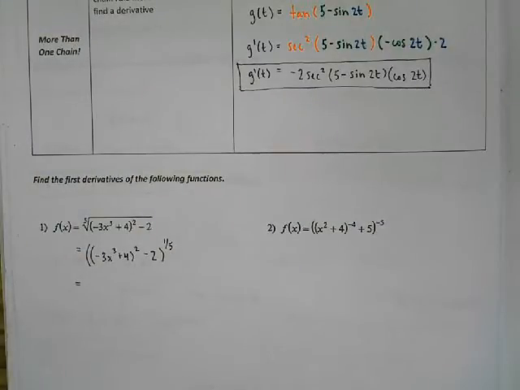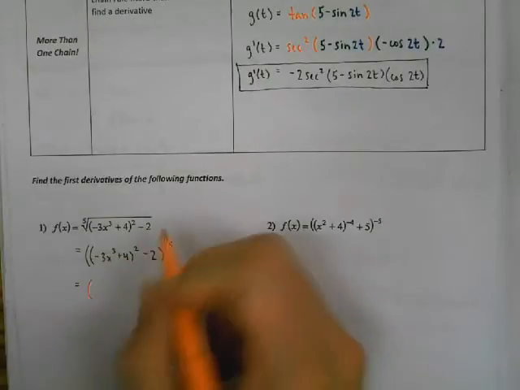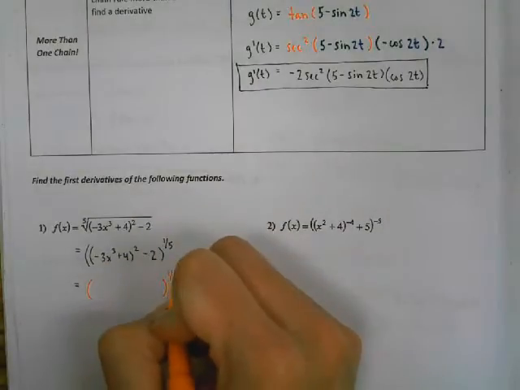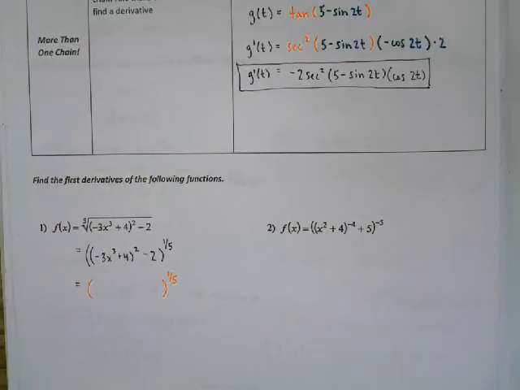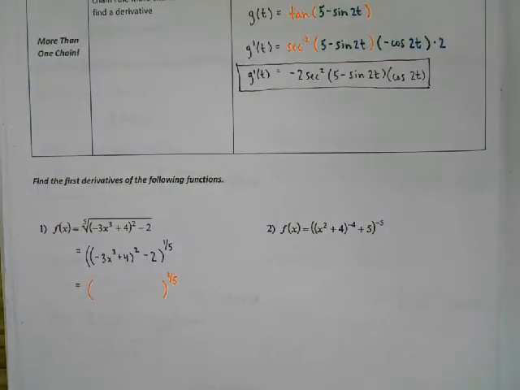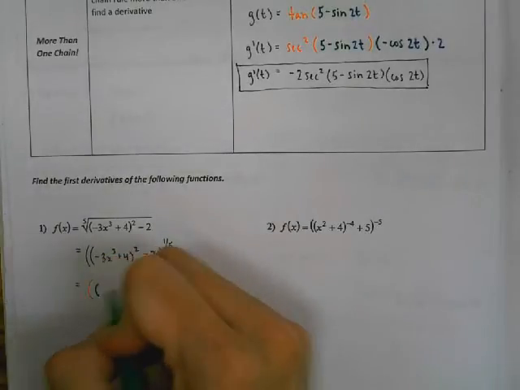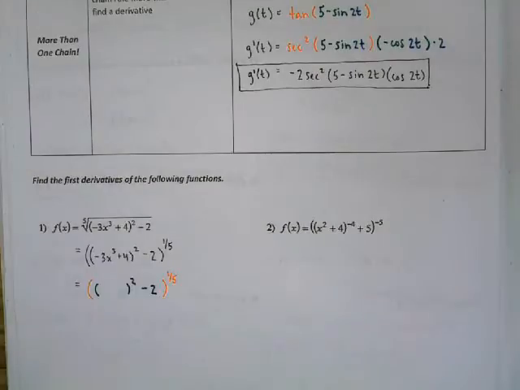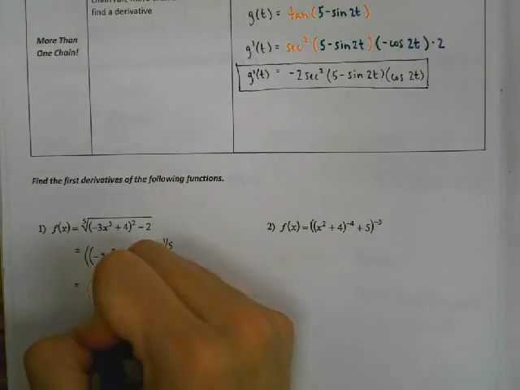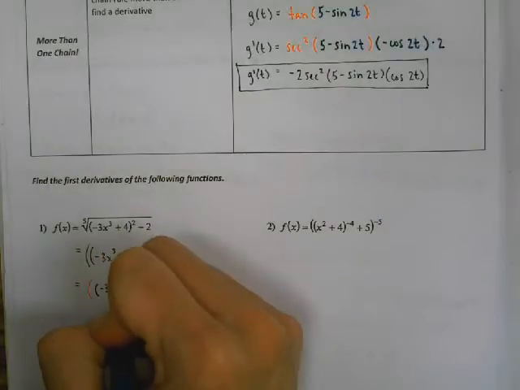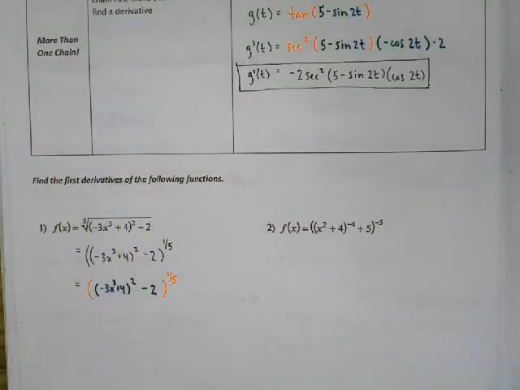So now if I recolor this, my outermost function, I can see I'm going to be using a power rule on. That's all to the 1/5. Next, if I go inside, I've got something, quantity squared minus 2. And then all the way on the inside is where I have my negative 3x cubed plus 4.